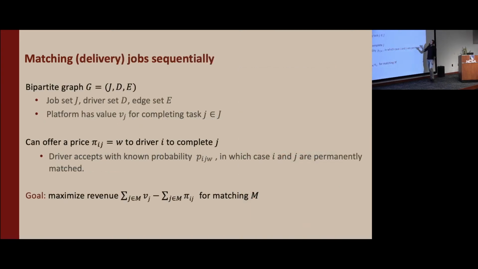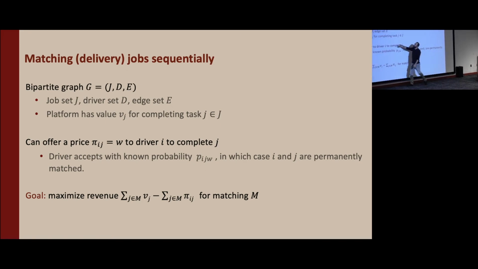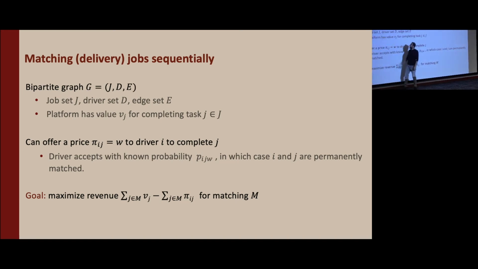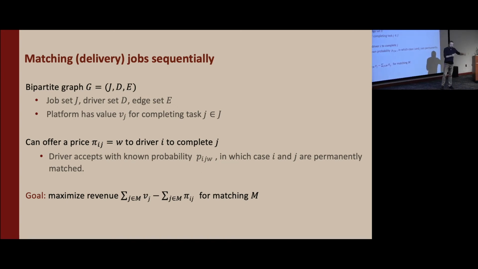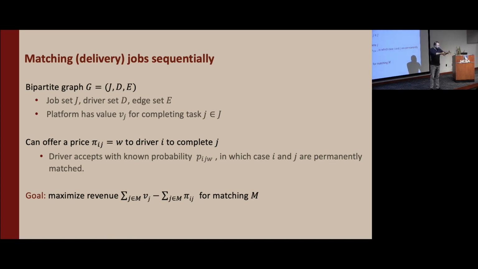So this is for matching delivery jobs. Think about food delivery. You have a set of jobs, the food orders that are about to get ready. You have the set of drivers, and the platform has some value for the delivery of a food item to the user. When the food is about to get ready, it goes to different drivers and starts shopping for the right driver. It goes to a particular driver and says, I'll pay you a certain amount of money to go pick up that food and deliver it.